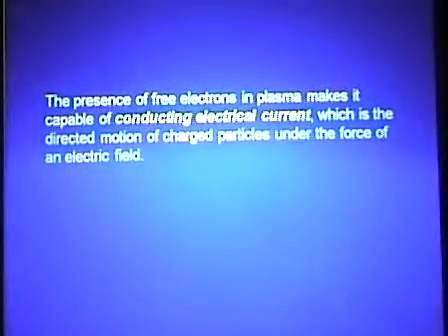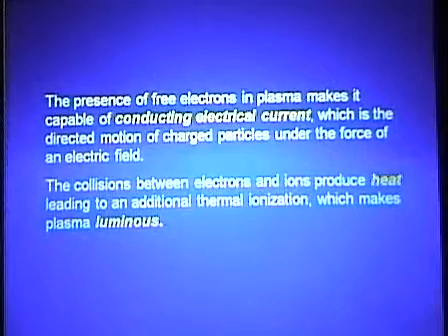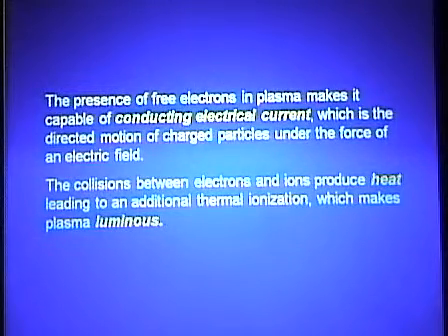The presence of free electrons in plasma makes it possible to have conducting electric current. And current is nothing else but the directional motion of charged particles under the force of electric field. As a result of collisions between electrons and ions, we have heat in the plasma, and it produces additional thermal ionization, which makes plasma luminous.